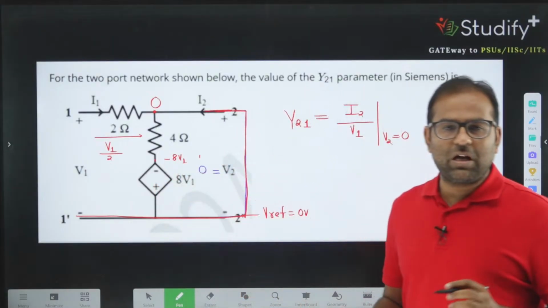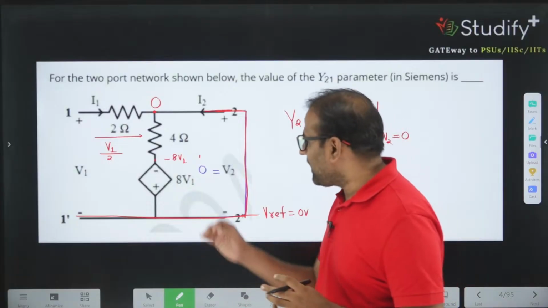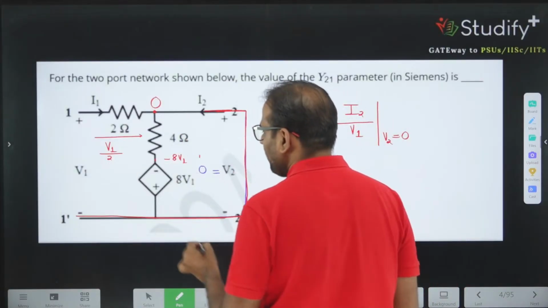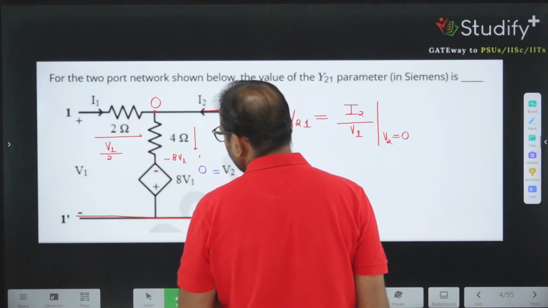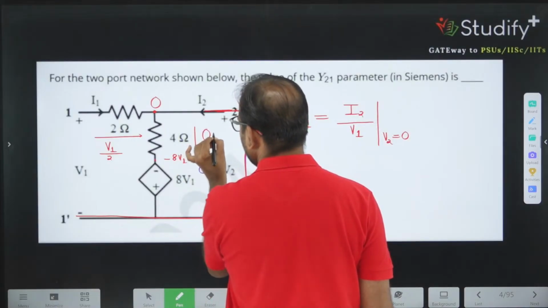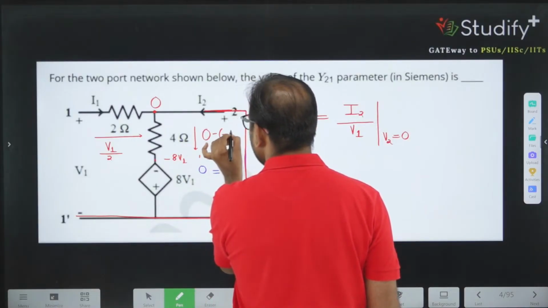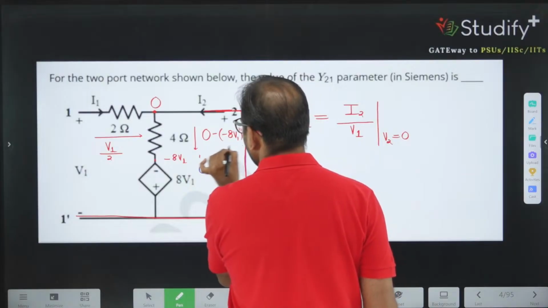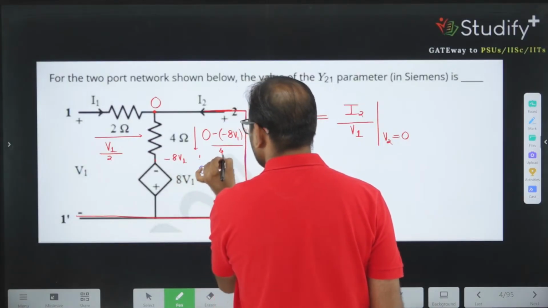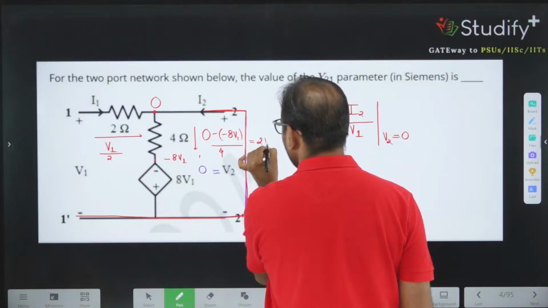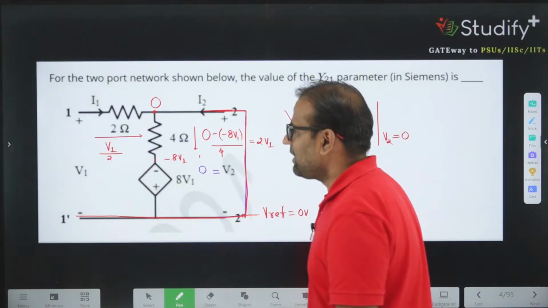Can you have the current due to the potential difference of 0 and minus 8V1? So you can say minus 8V1. This current will be 0 minus of minus 8V1 divided by how much? 4. So this current is what? This current is 2V1.